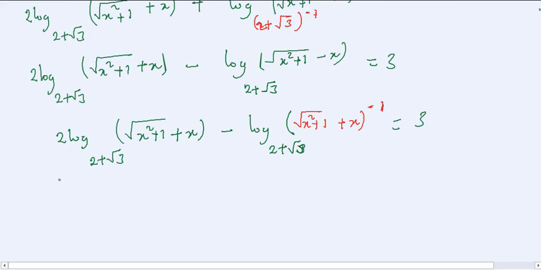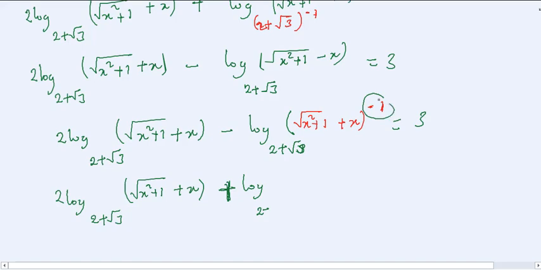So this is now 2 log 2 plus root 3, then I have square root of x squared plus 1 plus x, minus log 2 plus, this one will become plus when the minus comes to the back, comes to the front of the logarithm. When it comes here, like I have shown you in the first law, it becomes plus. So I have 2 plus root 3.